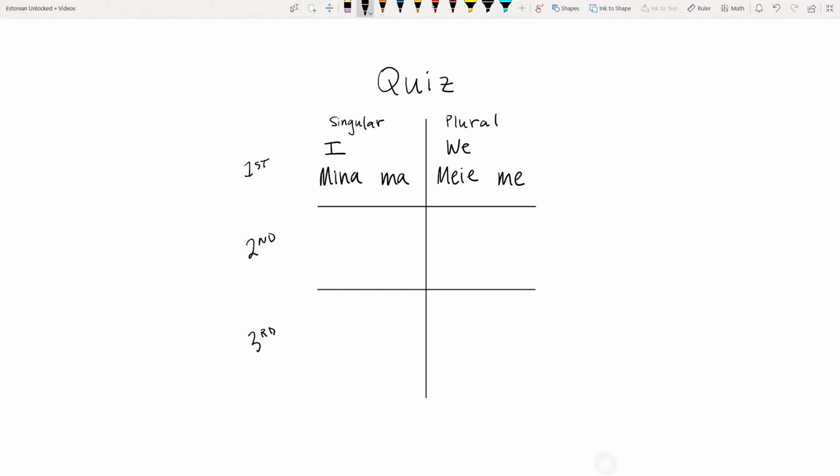Second person singular is you. In Estonian, this is sina or sa. If we want to be formal, we can also use teie or te. Second person plural is you all. And in Estonian, that is teie.